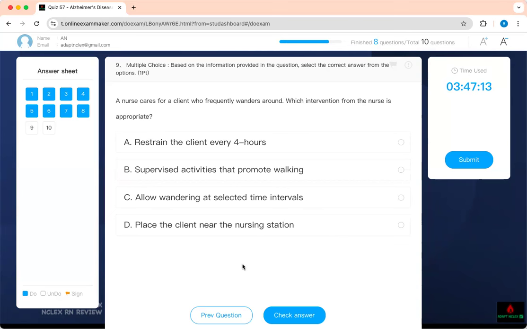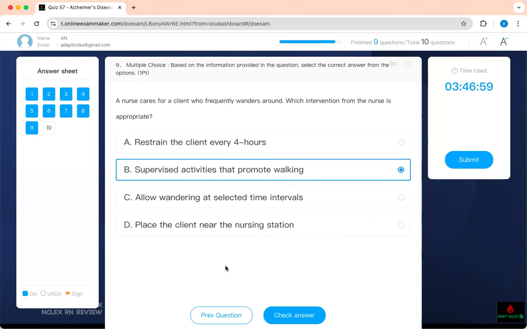Allowing wandering at selected times is not a good idea. They're going to wander anyway. If you give them 2 o'clock to walk, and then at 1 o'clock they get up, they will do the same thing. Placing the client near the nurses' station is not going to prevent wandering. So allowing wandering at a certain time will not prevent them from wandering on their own. But if you create an activity that will cause them to walk, they will think they're wandering.